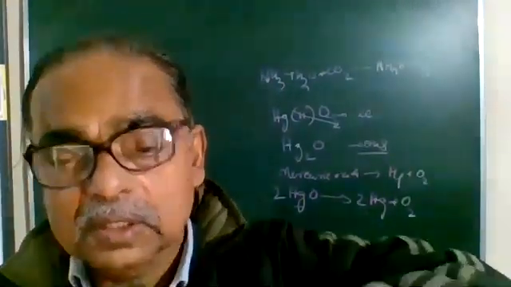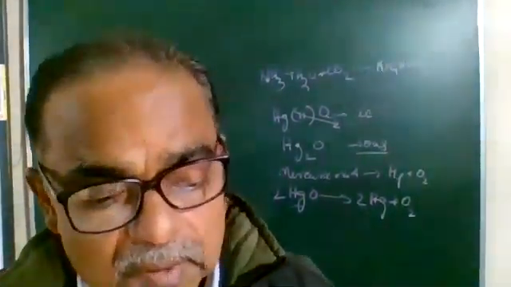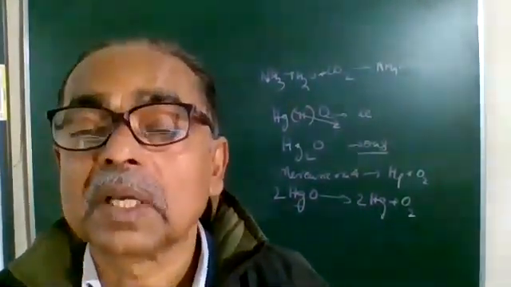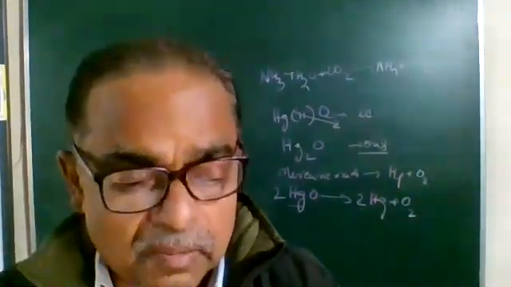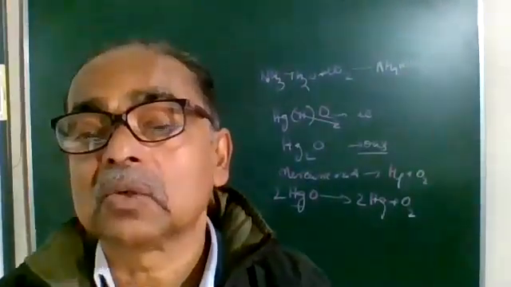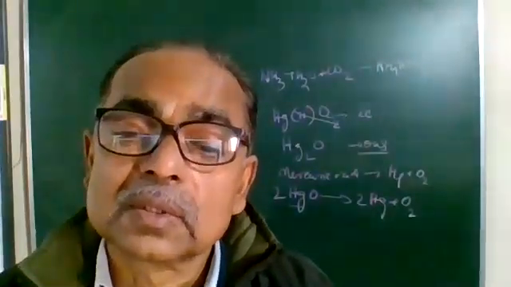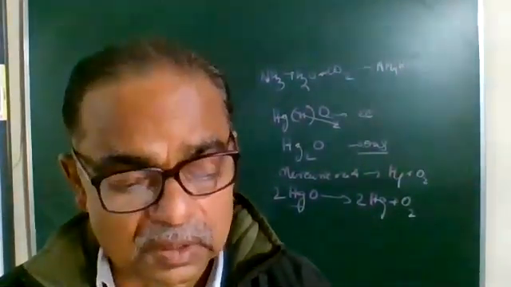So the next one is combination of an element and a compound to form a new compound. Element and compound: nitric oxide combines with oxygen to produce nitrogen dioxide. SO2 plus O2 becomes SO3. Sulfur dioxide is a compound, oxygen is an element, and we get sulfur trioxide.